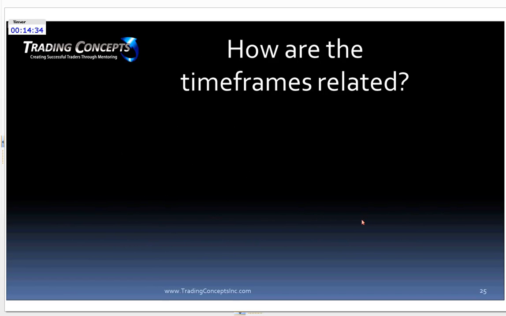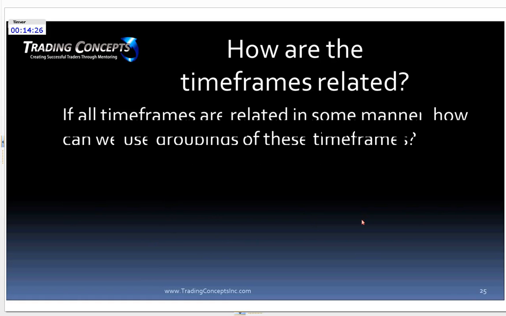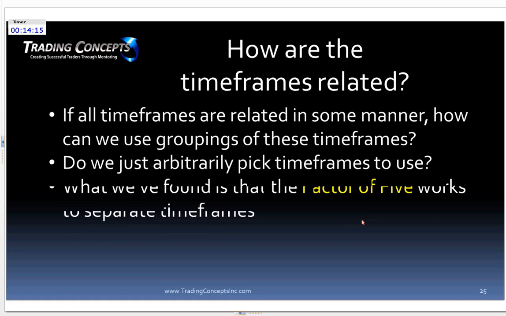Yes? So how are the time frames related? Should we just pick any old time frames on here? Let's pick a 240-minute chart and tie that in with a 5-minute chart. Is it just arbitrary, or is there some kind of relationship here? So how can we use groupings of these time frames together?